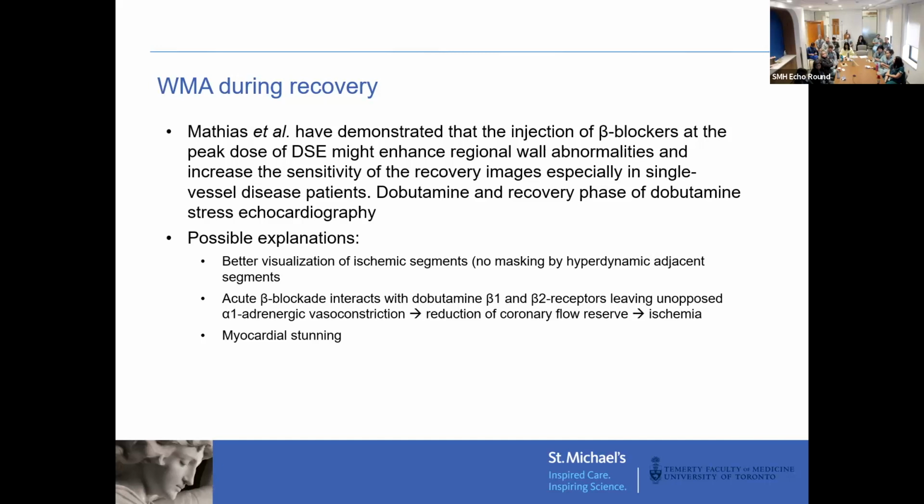So some of the explanations for that might be that when you inject a beta blocker, you block the dobutamine's action on beta 1 and beta 2 receptors, and you have unopposed alpha vasoconstriction, which then increases the afterload and then increases the amount of ischemia. Another possible explanation is that when you give the beta blocker, the adjacent segments are all contracting less now, and then you have better visualization of the truly ischemic segments.